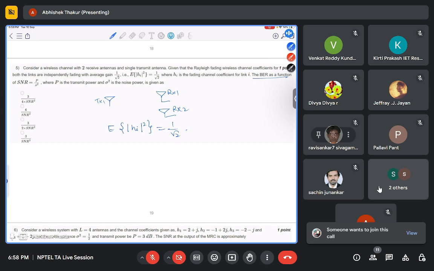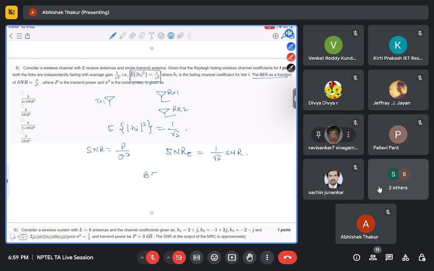So for this kind of question, like we have already studied, SNR is given as P by sigma square, and effective SNR will be equal to 1 by root 2 of SNR because of this channel coefficient, because due to this channel fading coefficient, it will be multiplied with 1 by root 2.